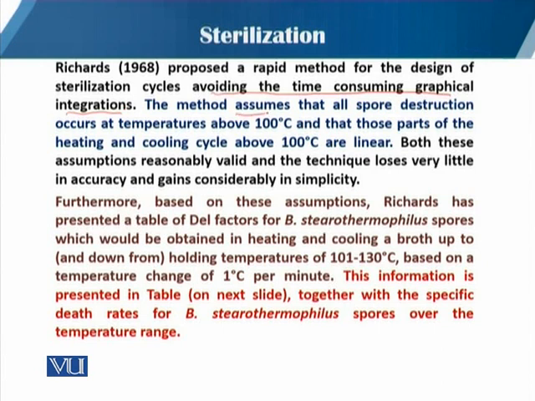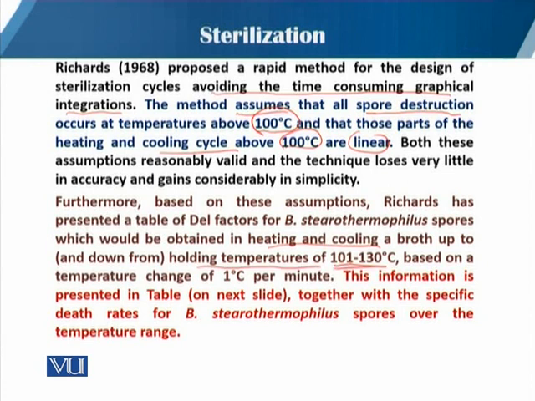The method assumes that all the spore destruction occurs at temperatures above 100 degrees Celsius, and that those parts of the heating and cooling cycle that are above 100 degrees Celsius are linear. So when we go beyond 100 degrees Celsius, it means the destruction is linear. Both these assumptions are reasonably valid, and the technique loses very little in accuracy and gains considerably in simplicity. Furthermore, based upon these assumptions, Richards has presented a table of the del factors for Bacillus stearothermophilus spores, which could be obtained in heating and cooling a broth up to and down from the holding temperature.